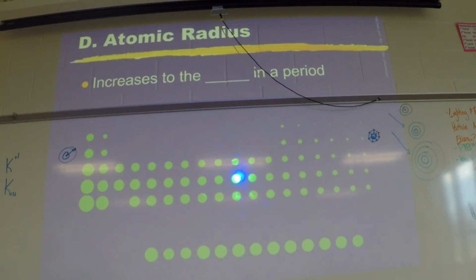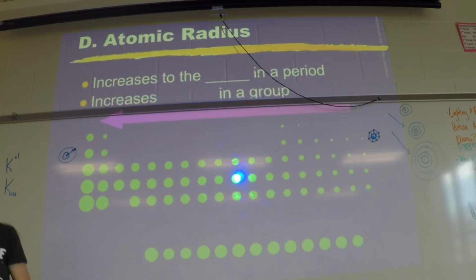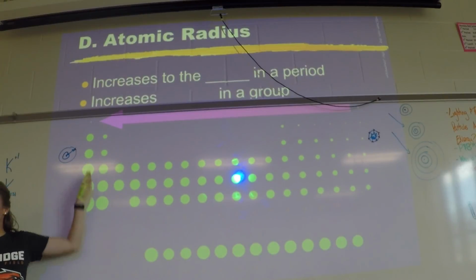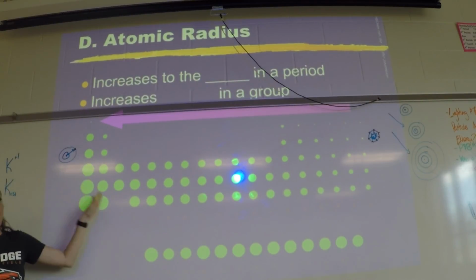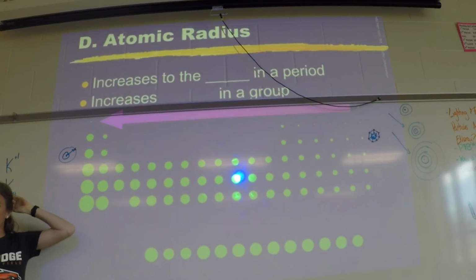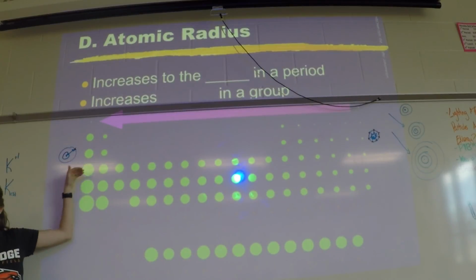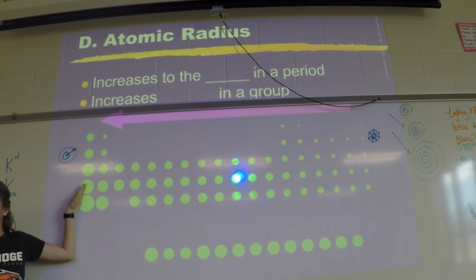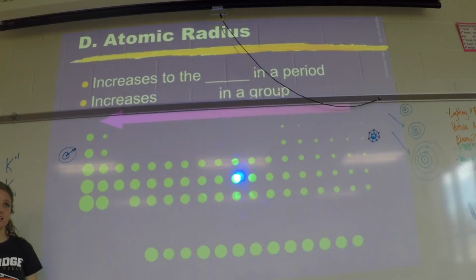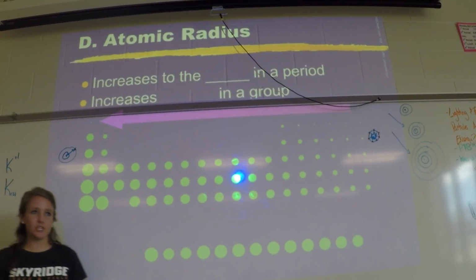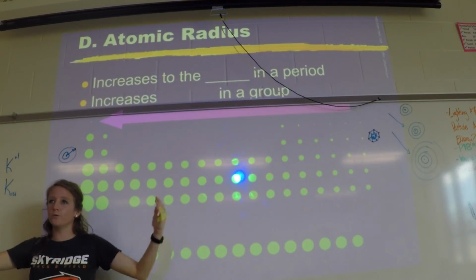Well, so now what we gotta look at, okay, so now let's look up and down, okay? So what's the trend that we see? Is it increasing to the top or to the bottom? Bottom, right? So the pattern increases as we go to the bottom of a group. So now once again, what is the reason why? Why do they get bigger as I go down? What's happening? More shells. Now it's more shells. Yep. Atoms just get bigger because it's a whole new ring.